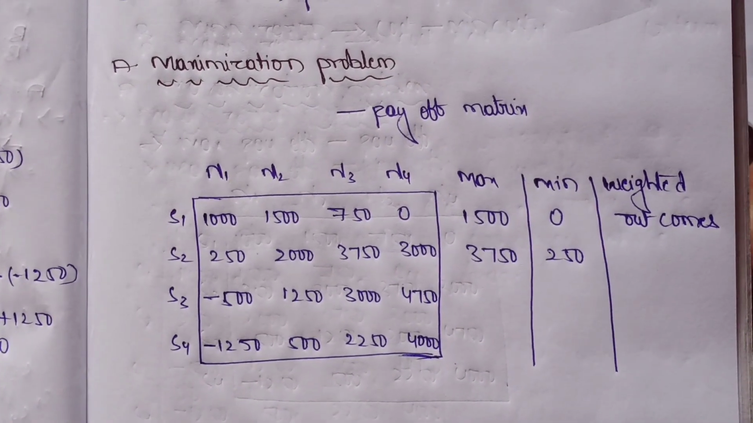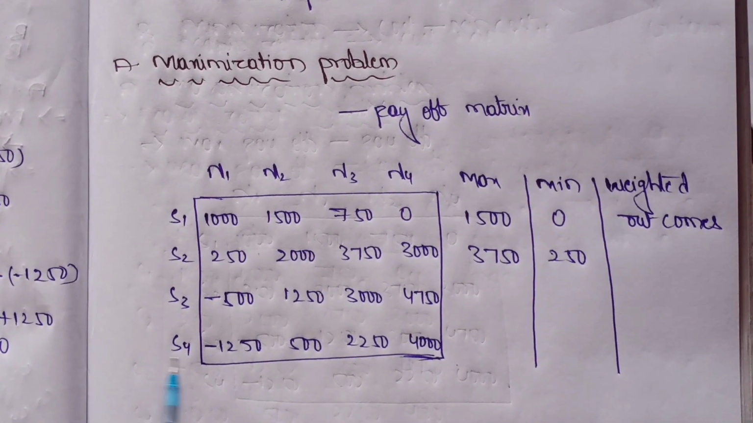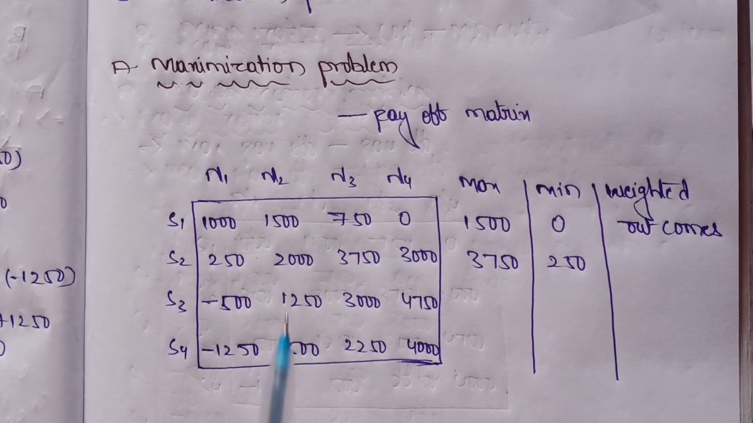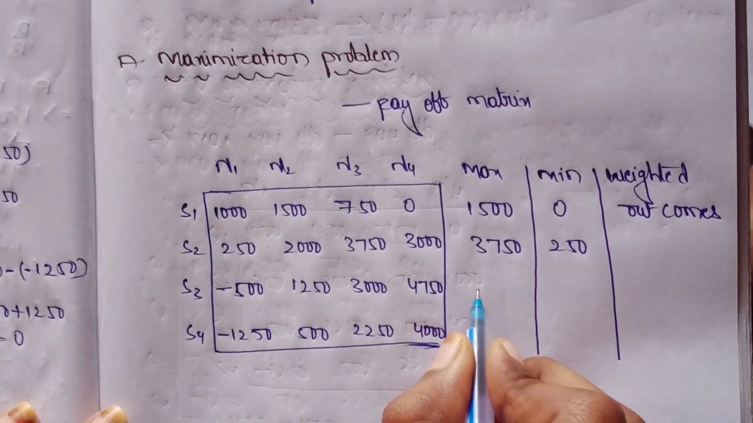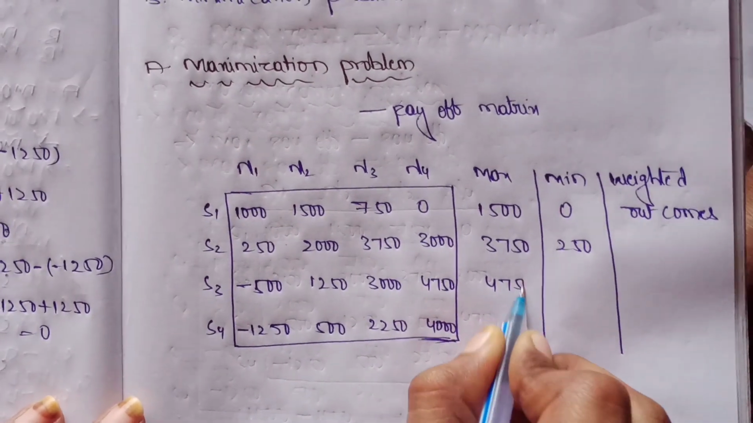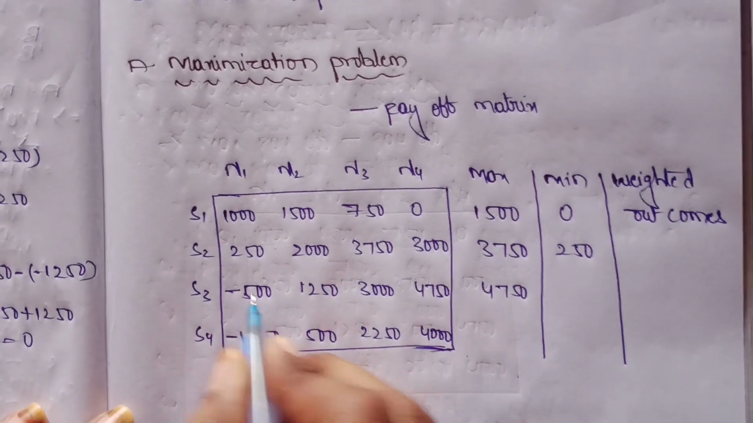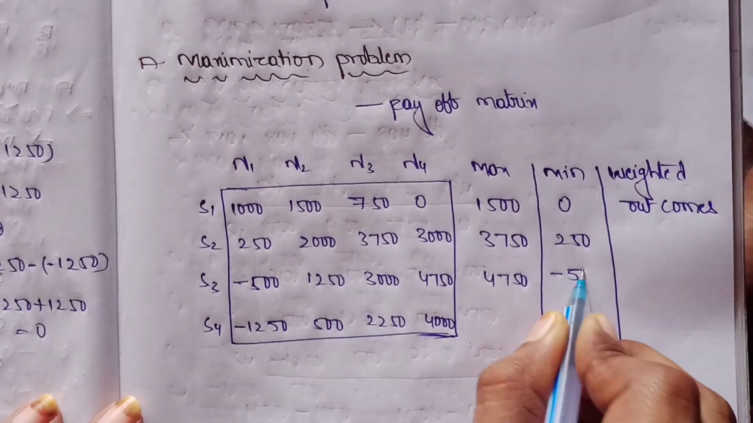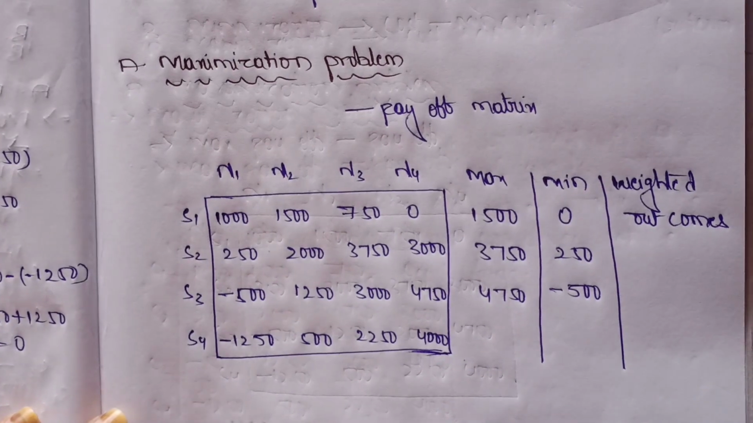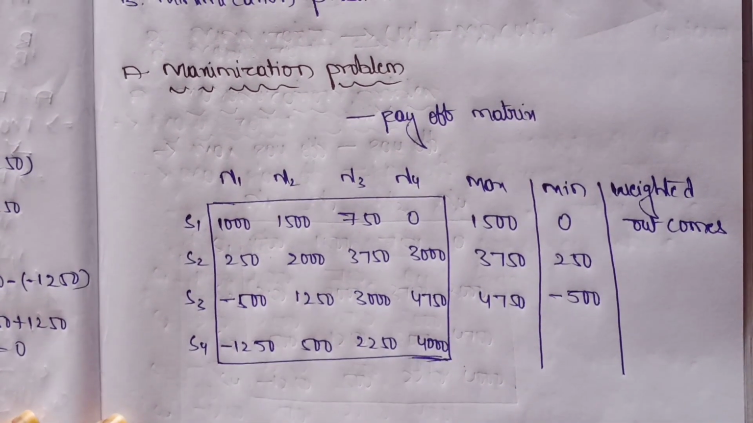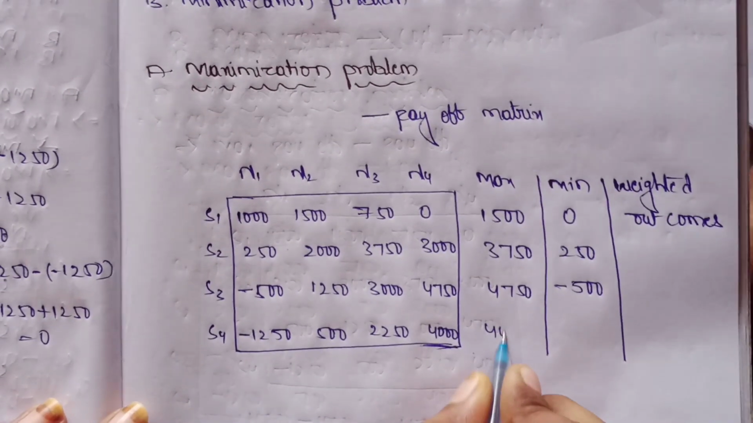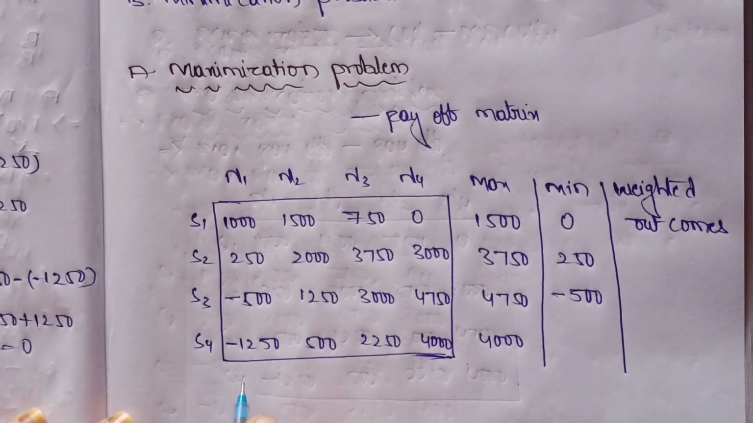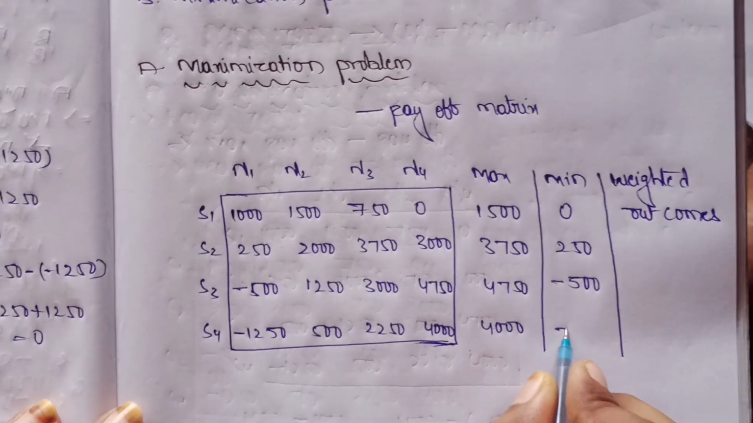Now the next row, S3. Here the maximum value is 4750 and the minimum value is minus 500. And in the next S4 row, the maximum value is 4000 and the minimum value is minus 1250.